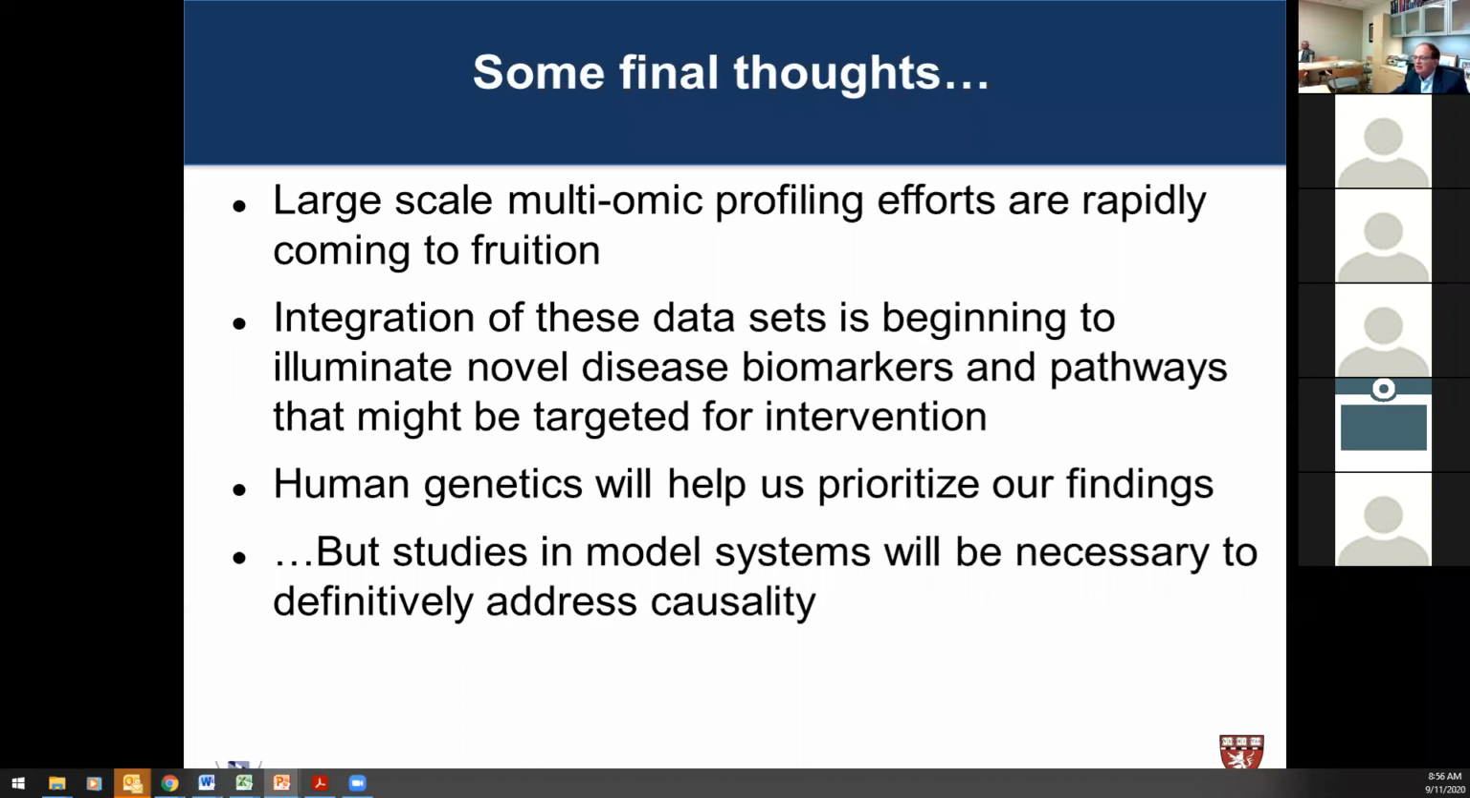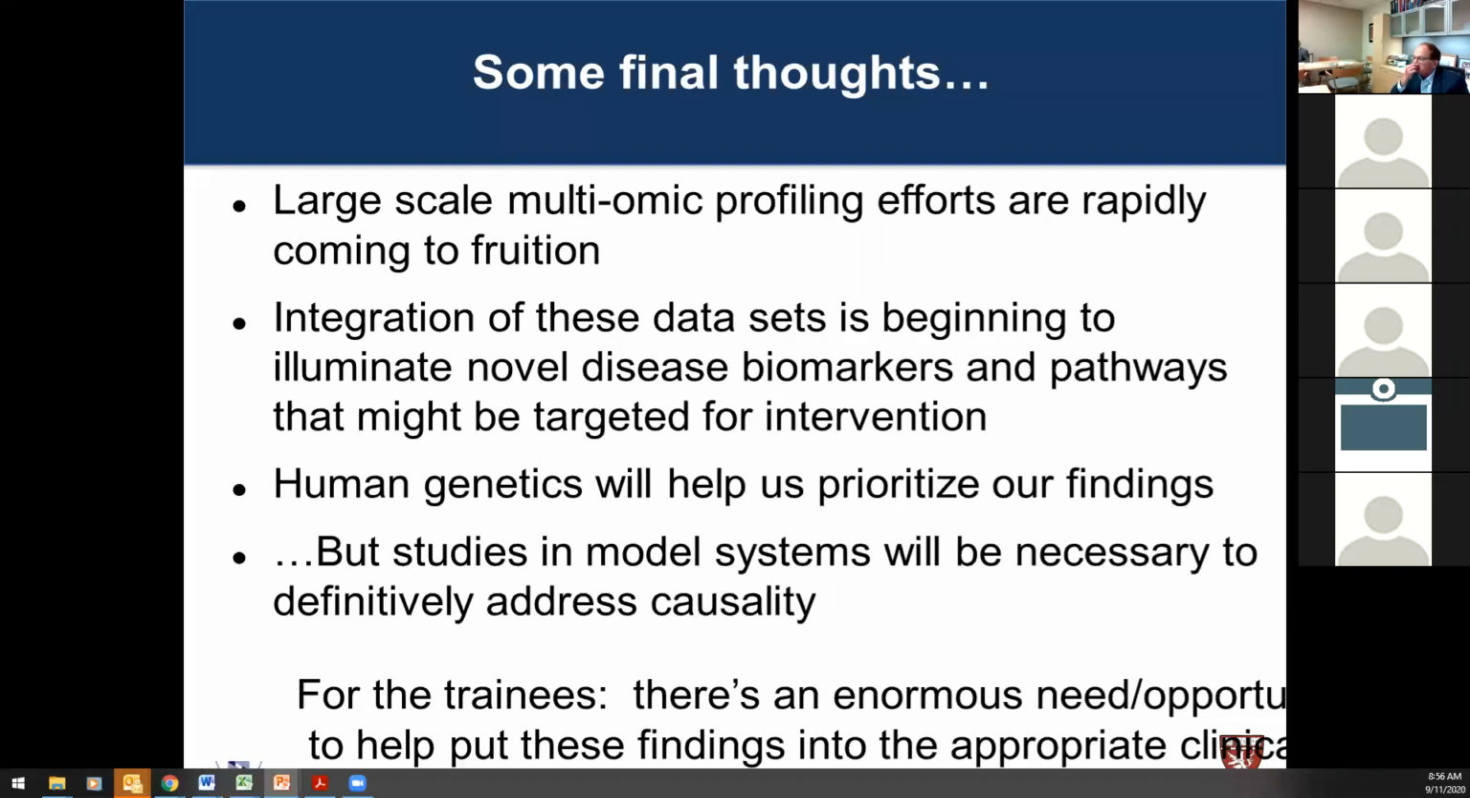One thought for the fellows and trainees in the audience: there's an enormous need and opportunity to help put these findings into the appropriate clinical context, okay? You can be a statistical geneticist all you want, but until you say, wait a second, that thing you just measured is something that's important in COVID-19 or in pulmonary embolus or acute coronary syndromes. You need that kind of wherewithal, and to say, well, we're already measuring D-dimer, does it add information on top of that, et cetera. There's an enormous opportunity, from the very basic science for those who are mathematically inclined to those who are clinically inclined. There are really enormous opportunities across the entire spectrum for all of you.